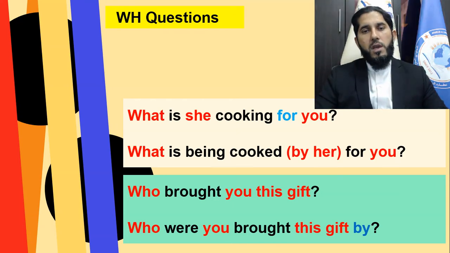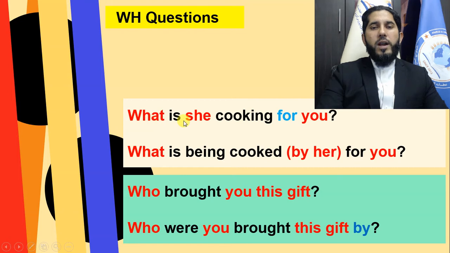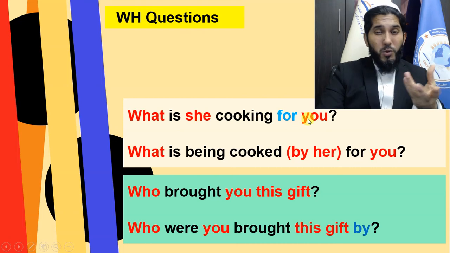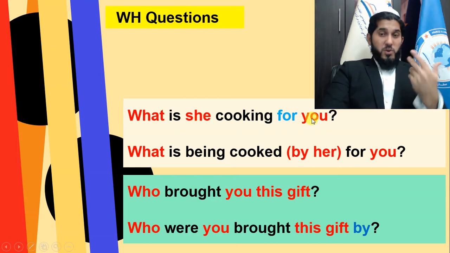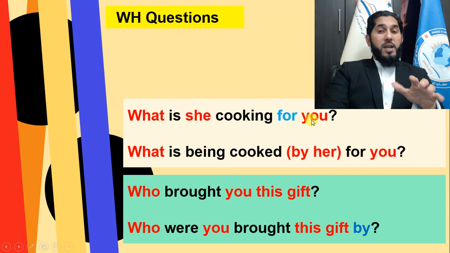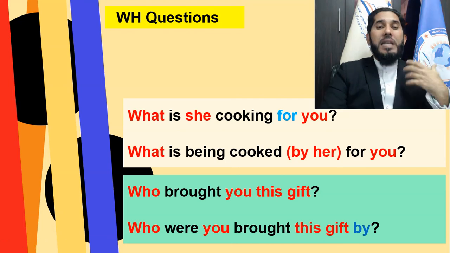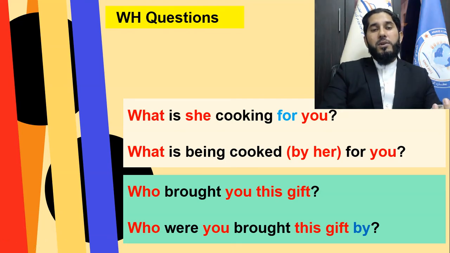Information questions. Now look at it. What is she cooking for you? See, now look, the subject she is here, and you, the indirect object, which is a person, is also here, but we do not see the direct object, okay? The word what itself functions here as a direct object. Why? Because our question is about the direct object.